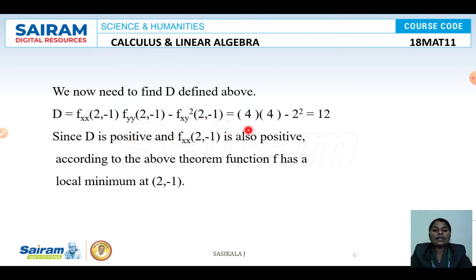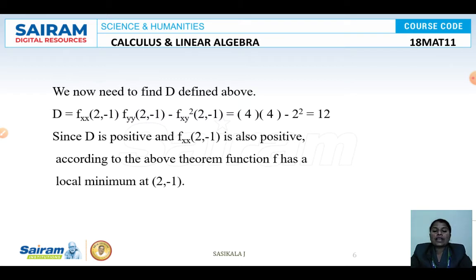Substitute the point, we get 4 into (4 minus 2) squared, which is equal to 12. So D is positive. What is fxx at (2, minus 1)? That's also positive. So both are greater than 0. Then according to the definition, the given function f has a minimum at (2, minus 1).